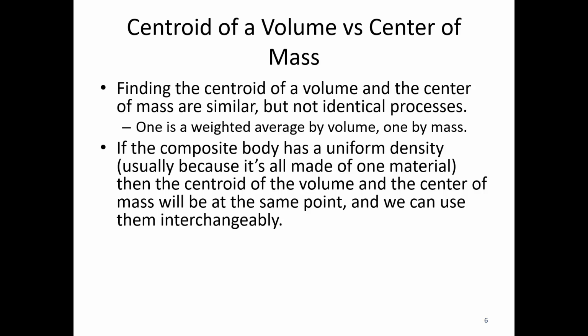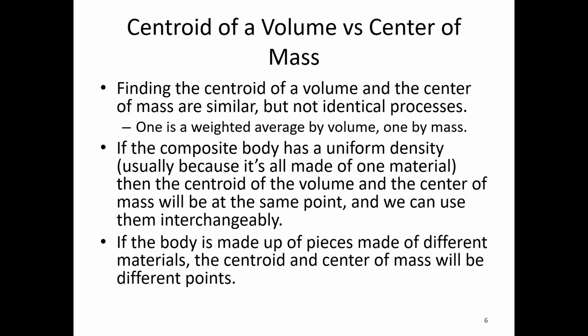Where we run into differences is if we have a body that is made of pieces. So if this is some sort of assembly, part of it's metal, part of it's plastic, part of it is wood, those different materials are going to have different densities. That is going to cause a difference in the weighted average. And the centroid of the volume and the center of mass are going to be different points. They're going to be close to one another, but they are going to be different points because of those differences in density. So just keep that in mind when you're doing your calculations.